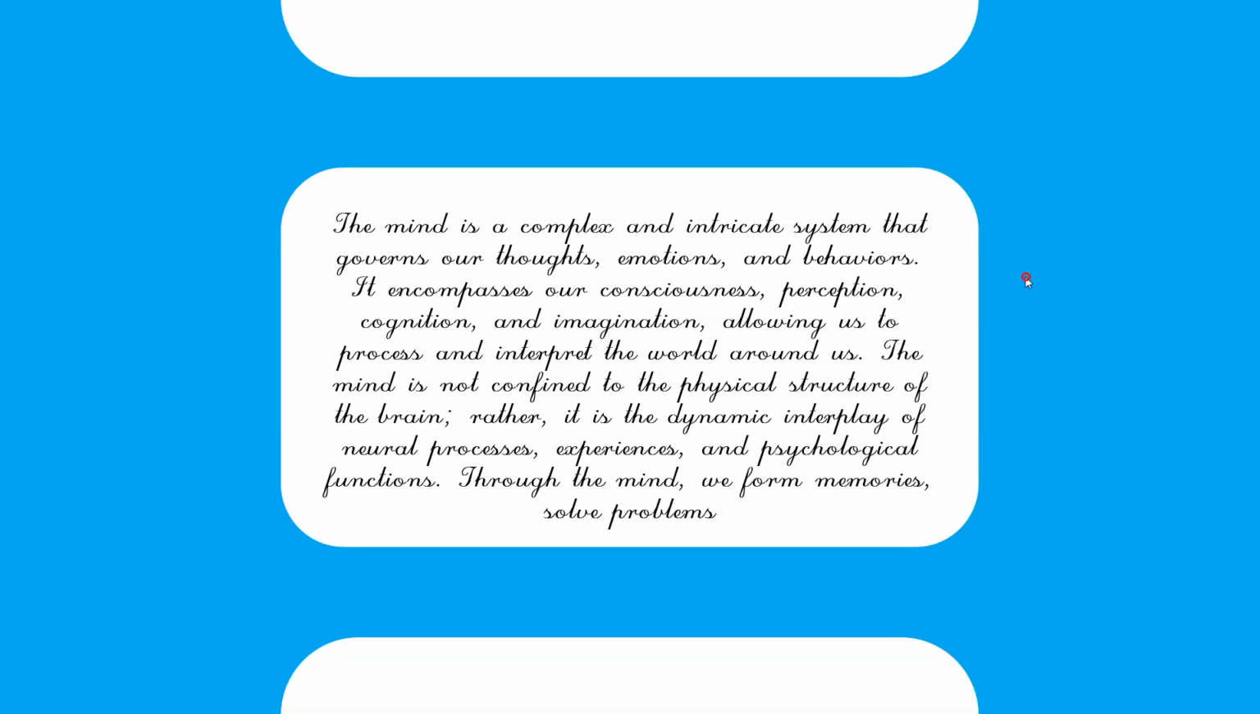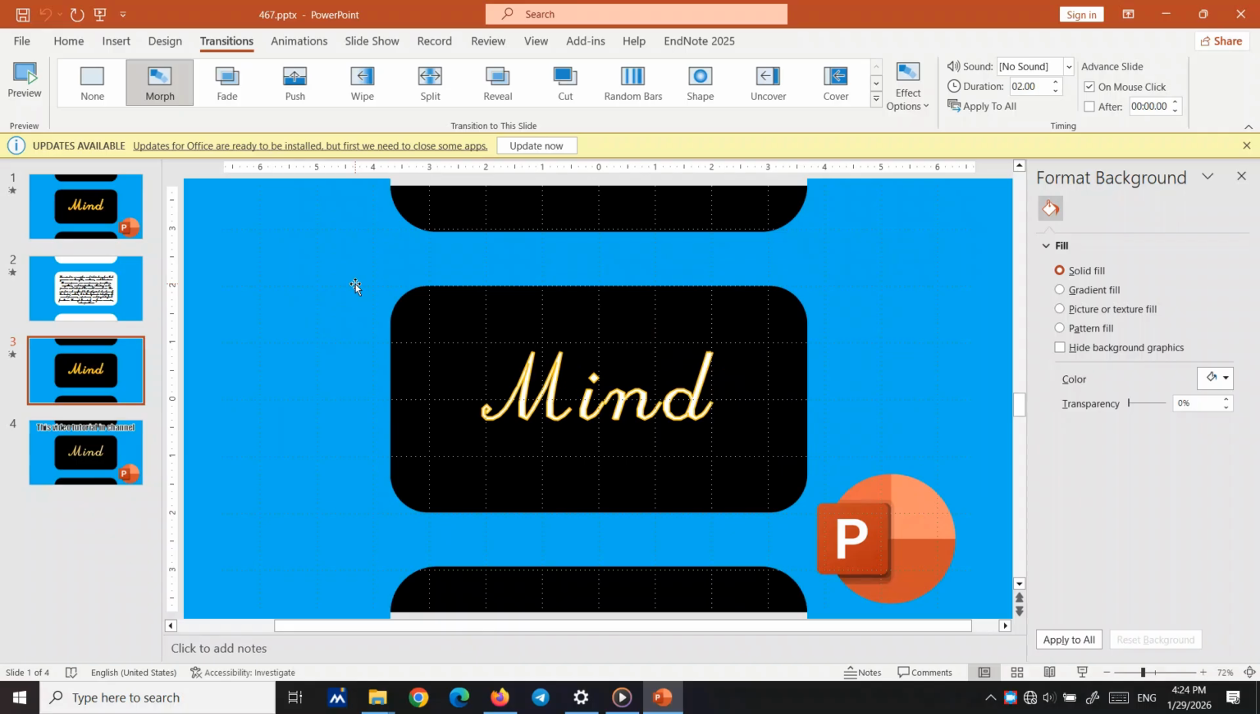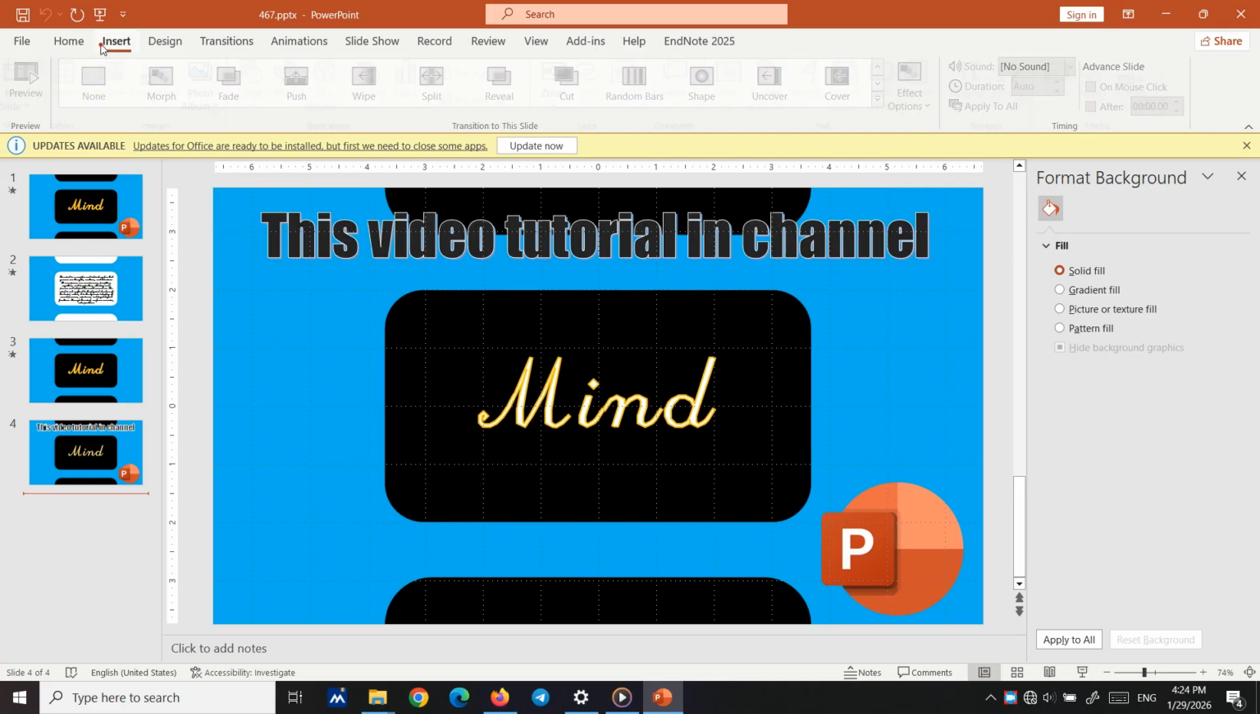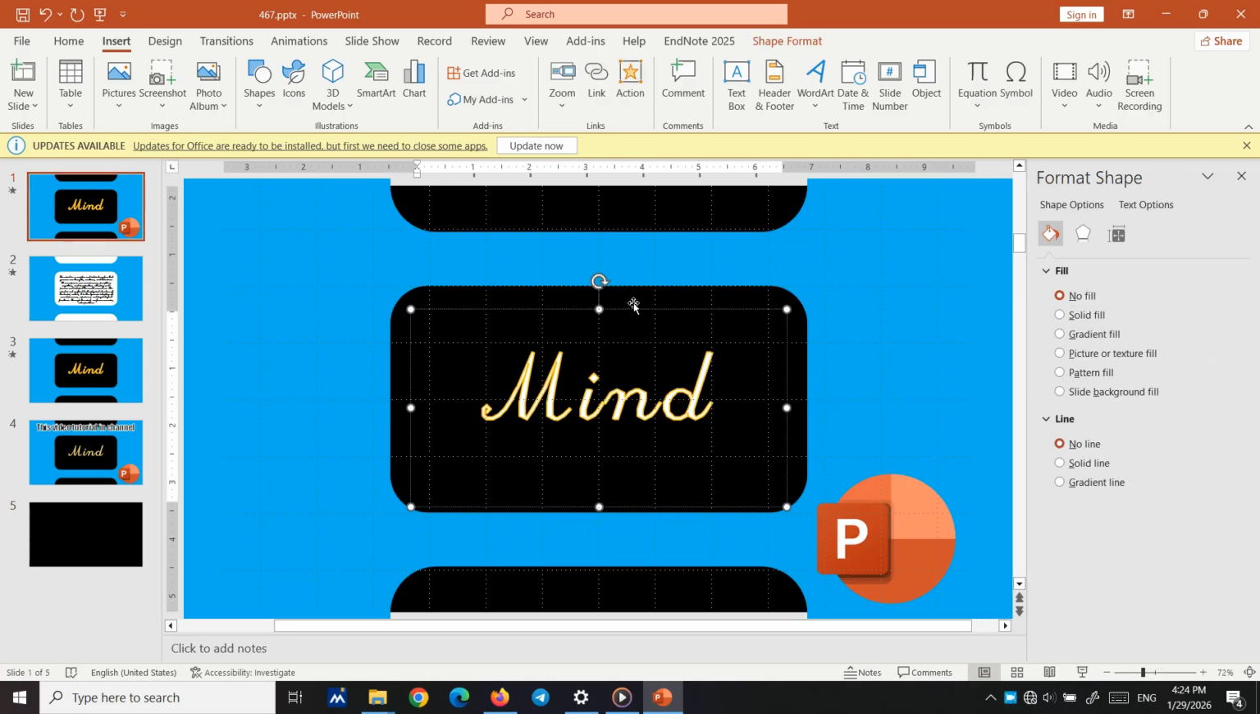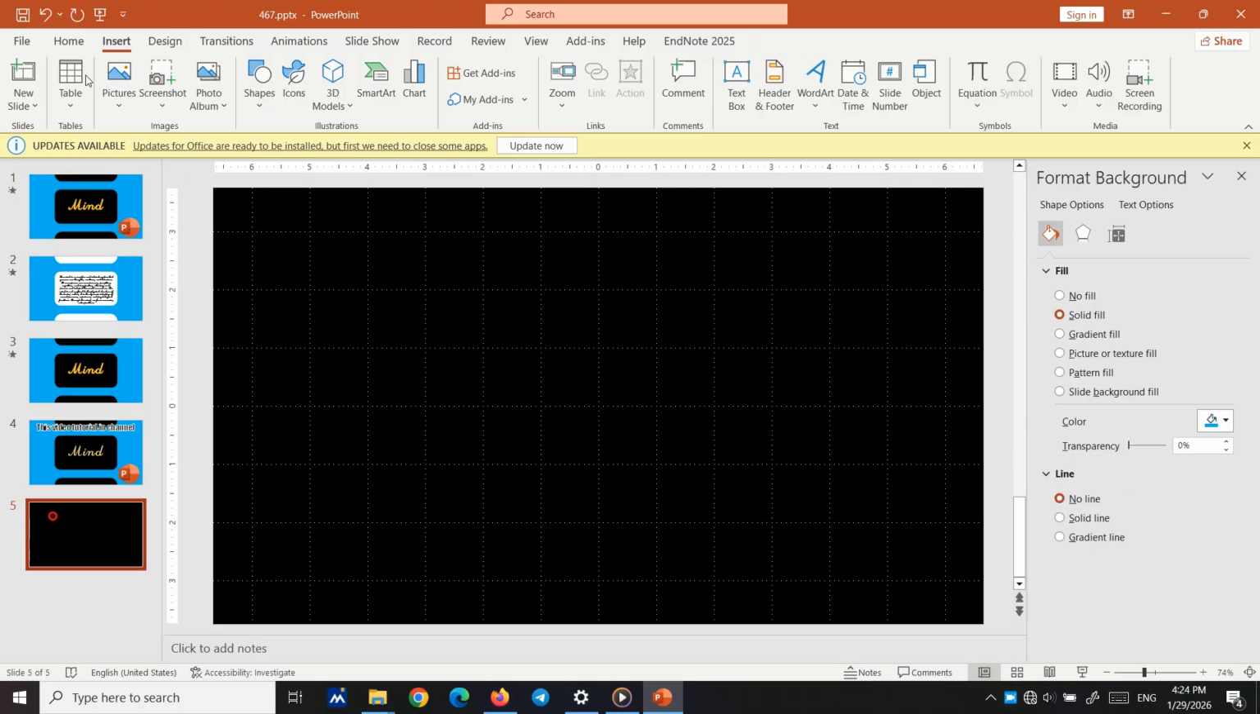You see, it's really nice to look at. So let's see how we can create that. We need to format the background and change the background color to black and apply it to all. Then copy this text, but before that we need to create this format.